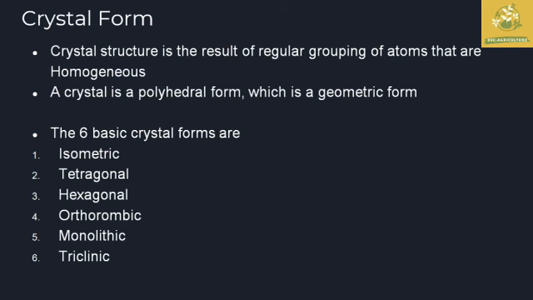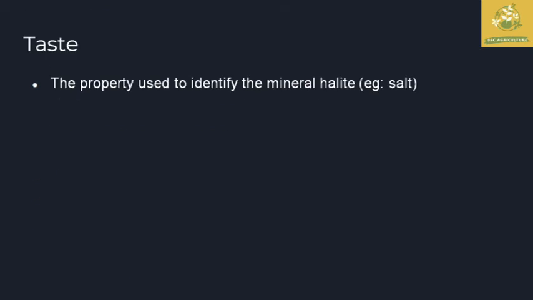The crystalline form is nothing but the result of grouping of atoms that are homogeneous in nature. A crystal is a polyhedral form, the geometric form of the minerals. There are around 6 basic crystal forms classified. They are isometric, tetragonal, hexagonal, orthorhombic, monoclinic, as well as triclinic. So these are the 6 forms which we have studied as crystal forms in minerals.